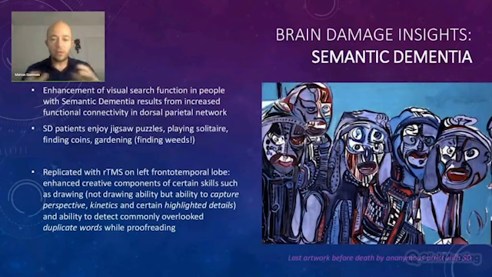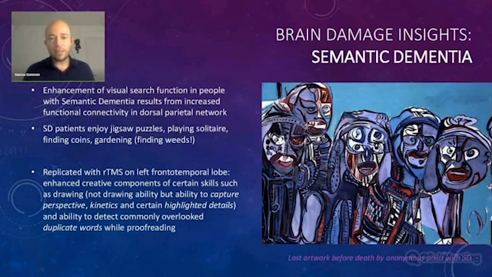So a number of neurologically healthy people were chosen, and they did TMS on the left frontotemporal lobe to inhibit it. So this is the same presentation as you see in people with semantic dementia because it's degenerated, but TMS allows you to temporarily inhibit it for about half an hour. And they found that the people that they did that on, not everybody, but quite a number of them had enhanced creative components of certain skills.